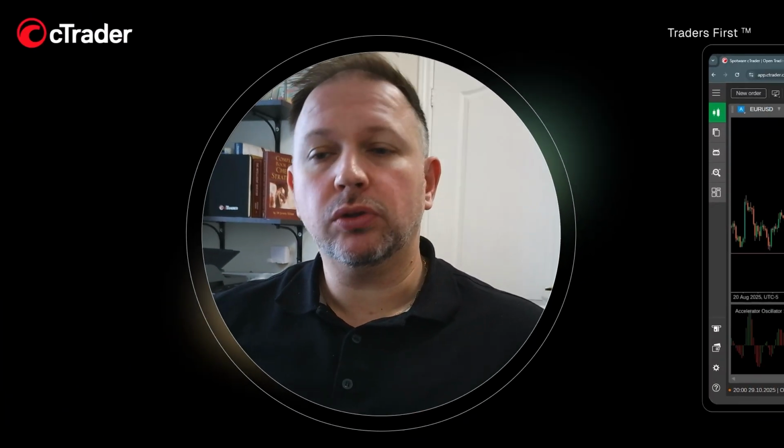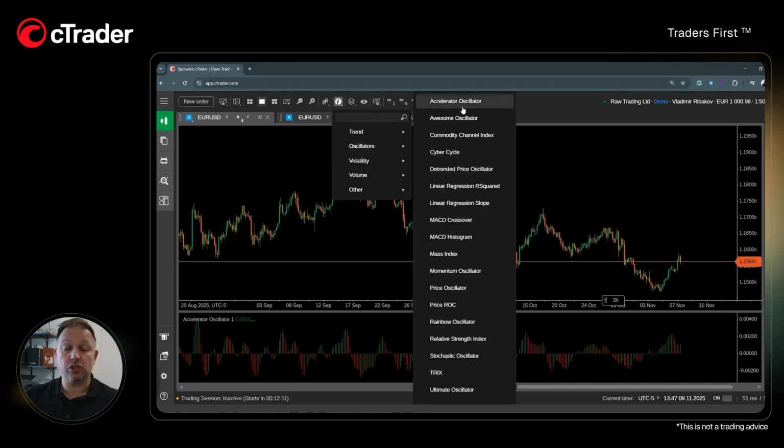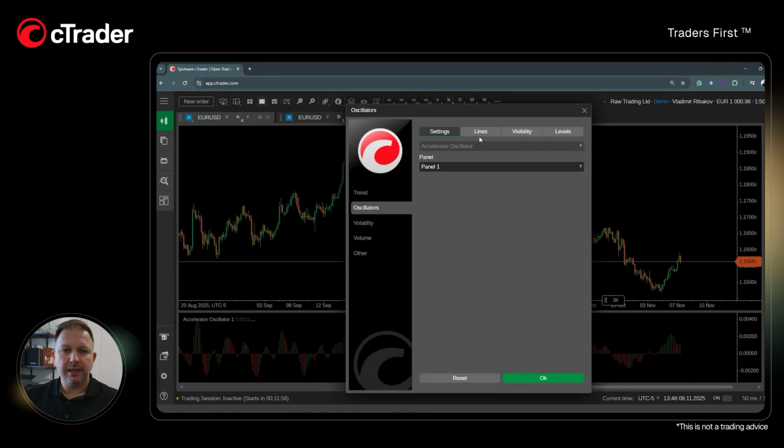So first of all, where do you find the indicator? You go to the indicator section, oscillators, and the very first one is the Accelerator Oscillator. The next one is the Awesome Oscillator, and traders love to combine both, but here I want to explain the Accelerator one. By default, as you can see here, you can of course modify that.